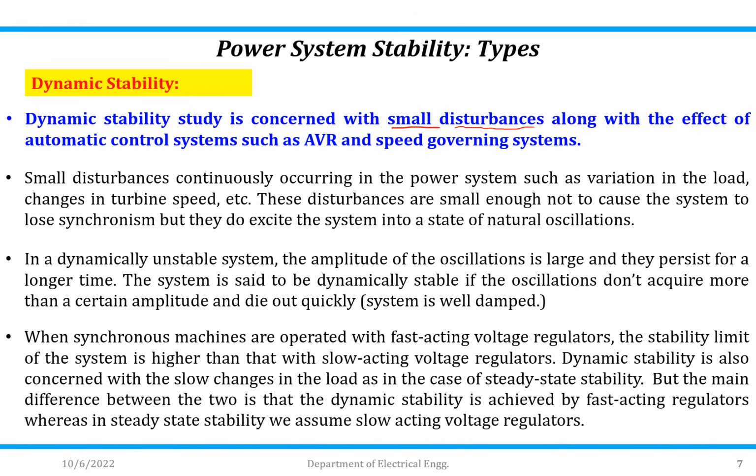When synchronous machines are operated with fast acting voltage regulators, the stability limit of the system is higher than that of slow acting voltage regulators. So dynamic stability is also concerned with slow changes in the load, as in the case of steady state stability. But the main difference between dynamic stability and steady state stability is that dynamic stability is achieved by fast acting regulators, whereas for steady state stability we can assume slow acting voltage regulators.